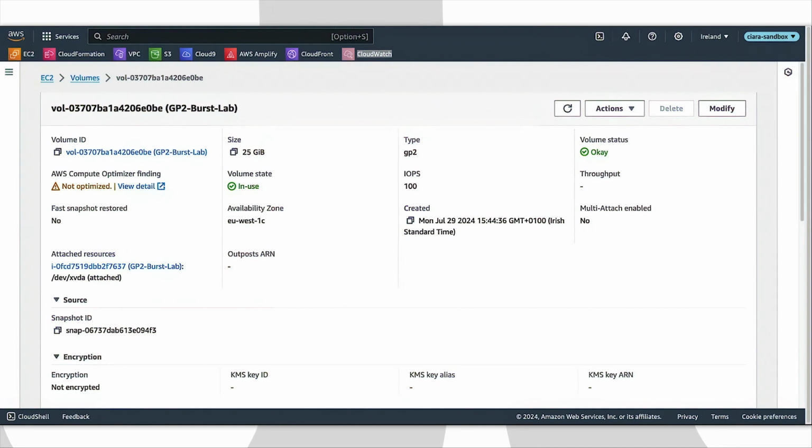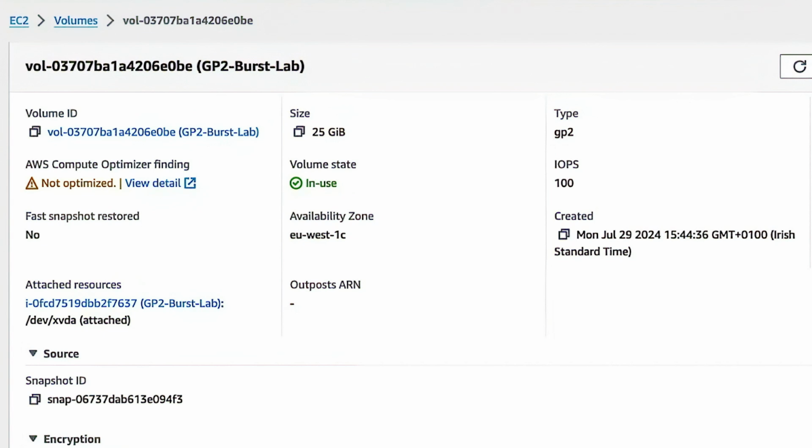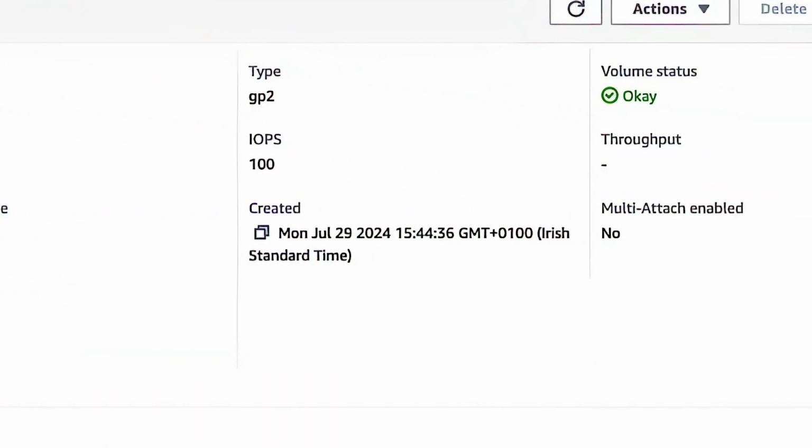So as you can see on screen here, I've got a GP2 volume. It's 25 gigs in size. So remember, with a GP2 volume, its performance is tied to its size. Because it's under 1 terabyte, it does have the ability to burst. Its baseline IOPS, as we can see here on screen, is 100. But when it has the available credits, it can burst up to a maximum of 3000 IOPS. And this is available for 30 minutes, so long as those credits are in that bucket.